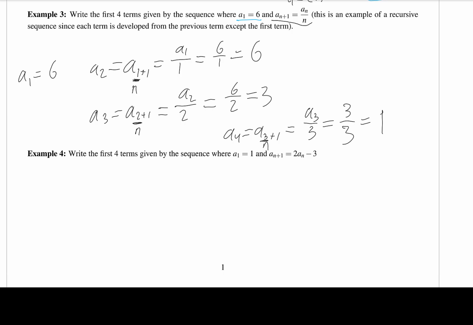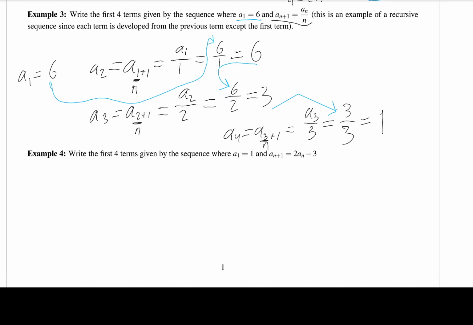Right? So notice here, this 6 gave us this 6 right here. That's our A1. And then this 6 gave us our A2. And this 3 gave us our A3.